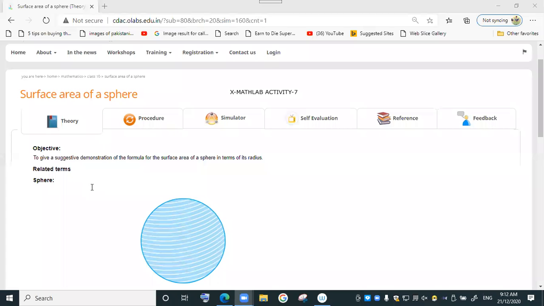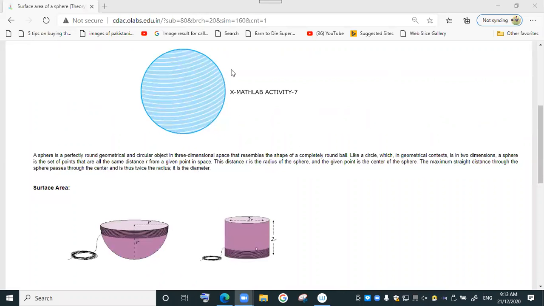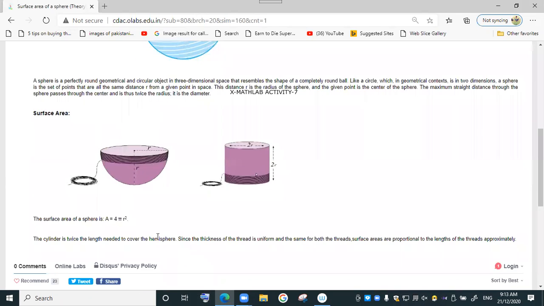Math lab activity number 7 gives a suggested demonstration of the formula for the surface area of a sphere. We will do it by an experiment. This is a sphere, having a center and a radius. This is a 3D figure, and the surface area of a sphere is 4 pi r square.